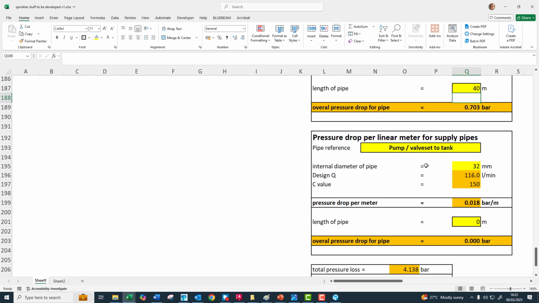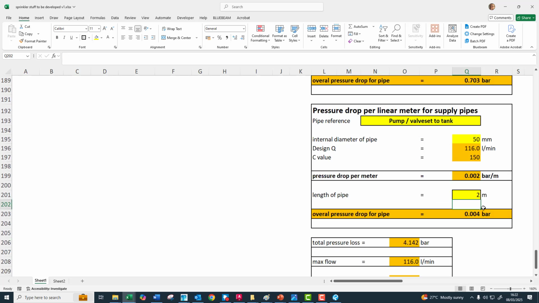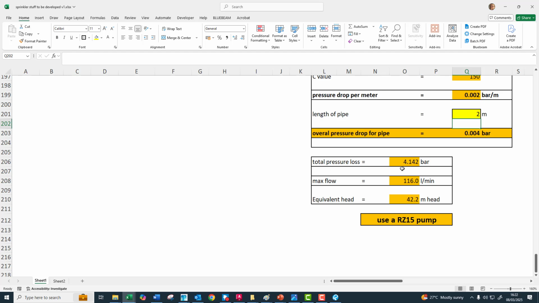And then basically all we've got is a short piece of pipe between the pump and the valve. Now I'm going to punch that up to 50. There's a reason. It'll probably have to go higher than that, and that's probably 2 meters at the most, I'd imagine. So what we've now got, if we add all of those up, is a pressure drop of 4.14 bars, 4.2 bar or so. We've got a maximum flow of 116, and an equivalent head of 42.2.